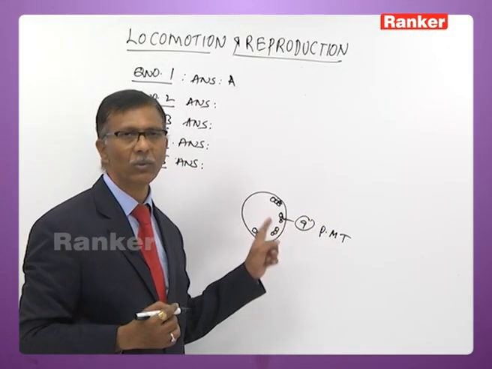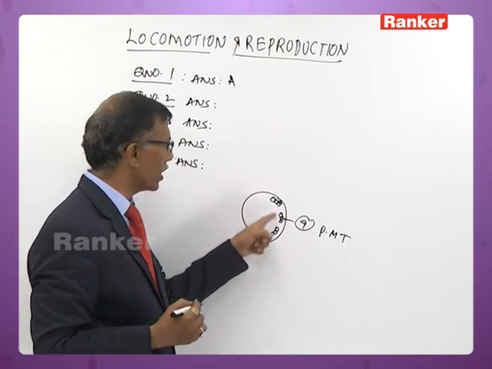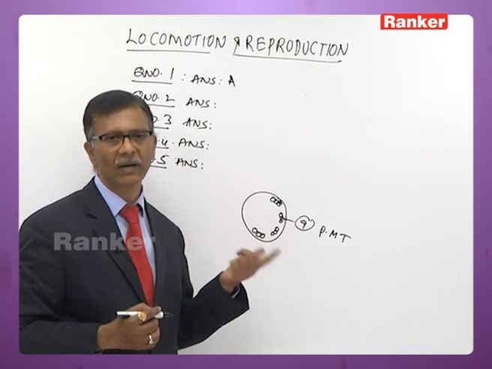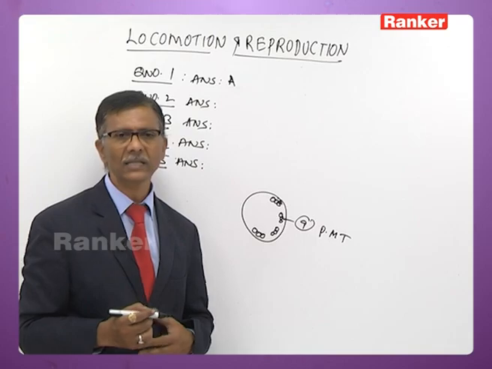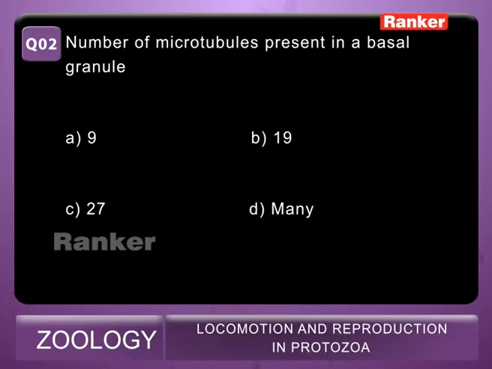Each peripheral microtubule is a triplet. So here altogether how many do you find? 9 times 3 is 27. So among these the correct answer is C. That is question number 2, correct answer is C. Total number of microtubules in a basal granule are 27.